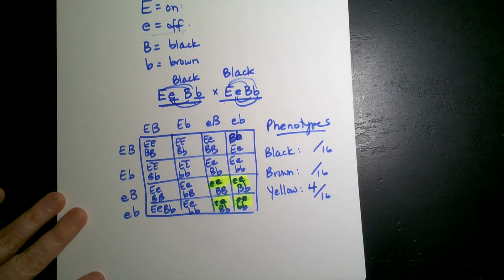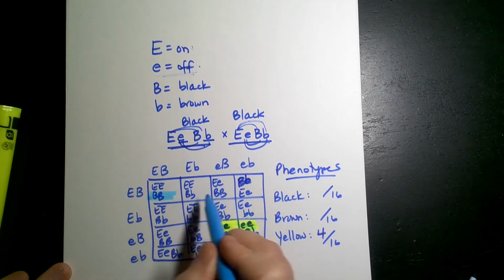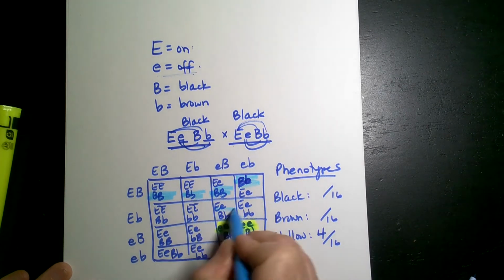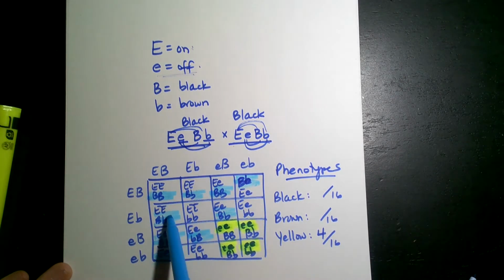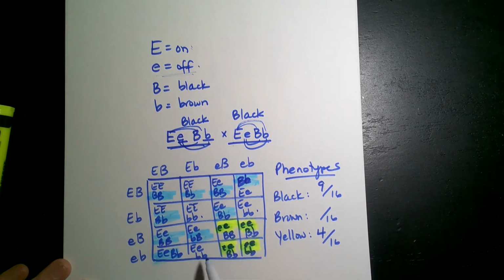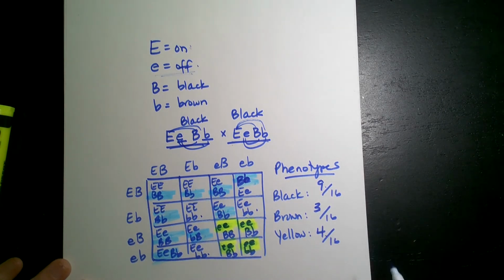All right, and then this one's going to be black, black, black, black, black, black, black, black, and then black. So that's 1, 2, 3, 4, 5, 6, 7, 8, 9. So 9 out of 16. And then that one's brown, brown, and brown. So 3 out of 16. And double check, 9, 3, and 4 equals 16.